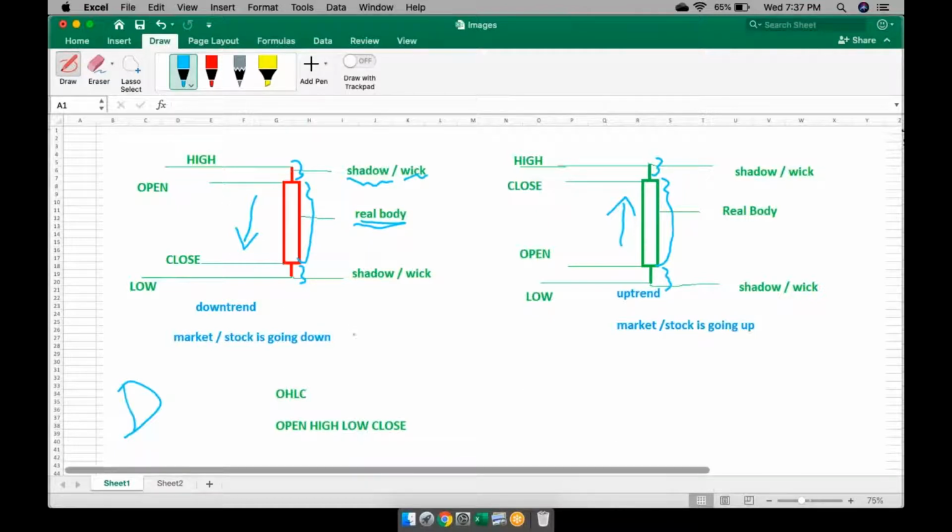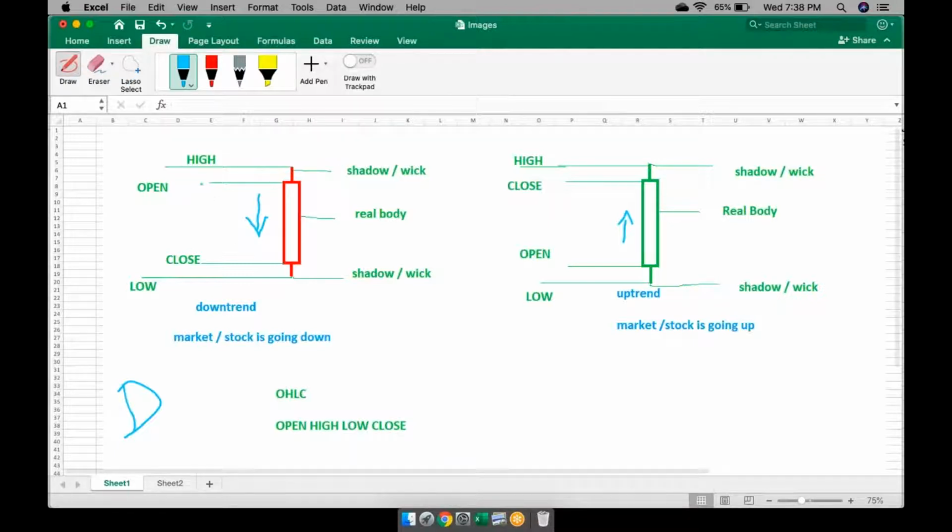I'll just recap whatever I told now. When you see a red candle on a daily chart, it is a downtrend. And when you see a green candle, it is an uptrend. Don't go opposite. This is the first place of identification, the first place to understand how the market is moving and what the direction is. So that is number one.